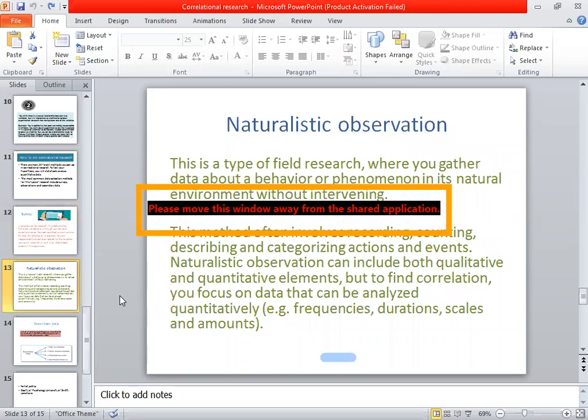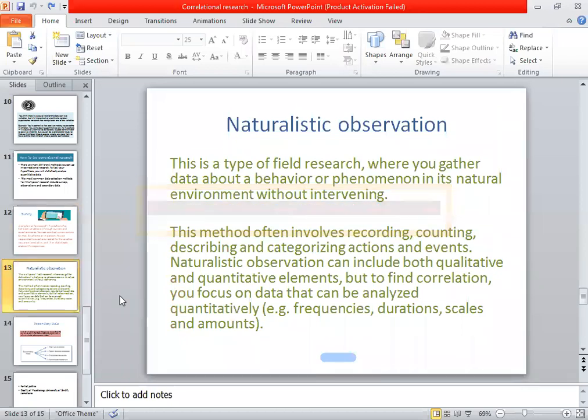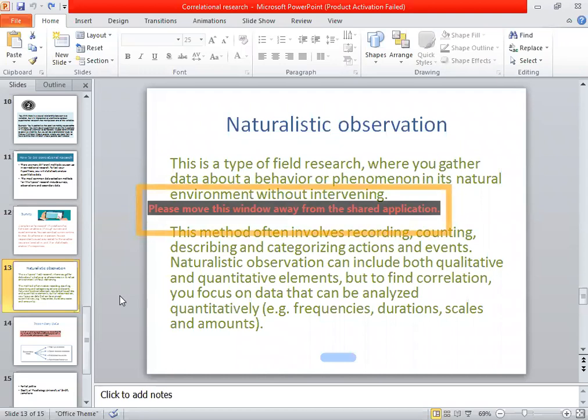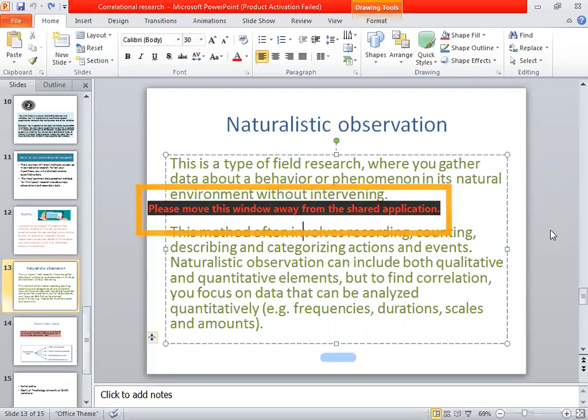The second one is naturalistic observation. Now this is the second type of doing correlational research. This observation takes place in the field. That's why this is also called field research or naturalistic observation, where the researcher gathers data about the behavior or the phenomena in its natural environment without intervening. The researcher will not intervene here, only observe. If you have not changed or intervened, it is called naturalistic observation.